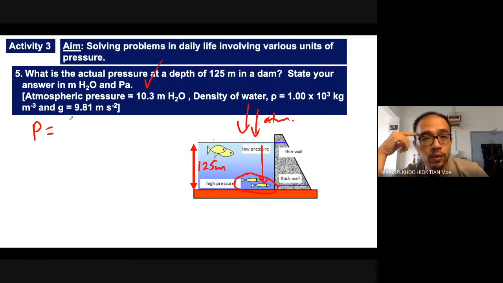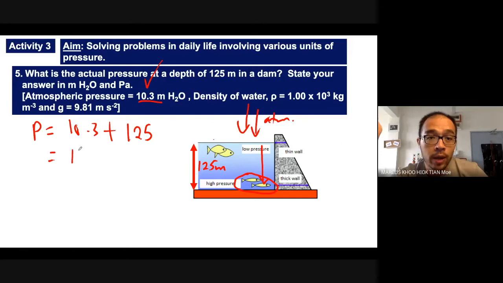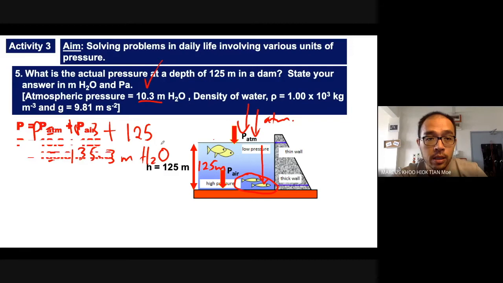How much is it? It will be 10.3 plus, because atmospheric pressure is 10.3, right? And since we're using water, let's use water, plus 125 meters of water. Poor fish, no wonder it is struggling to breathe. So 10.3 plus 125 is 135.3 meter water. Okay, convert this into Pascal, please.